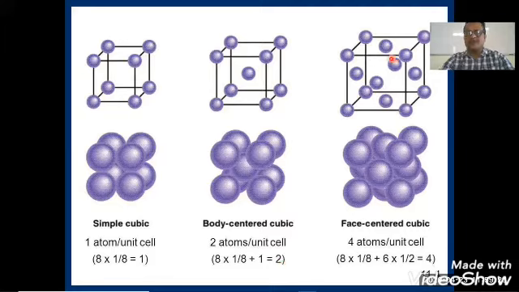And with similar argument, for an FCC unit cell, the total number of units per unit cell will be equal to 4. How is it 4? 8 into 1/8 plus 6. 6 means there are 6 faces. So there will be 6 units at 6 faces: 1, 2, 3, 4, 5, 6. And each unit contributes 1/2. So it is equal to 4.